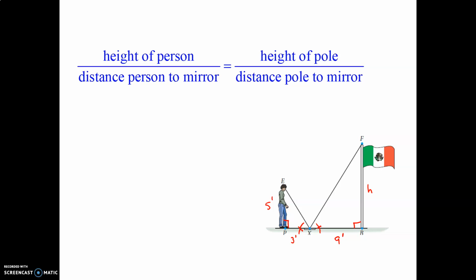If they are similar, I can now set up a proportion, a ratio of their sides. So I said the height of the person over the distance of the person to the mirror is equal to the height of the pole over the distance from the pole to the mirror. The height of the person is 5. The distance from the person to the mirror is 3. The height of the pole I don't know. The distance from the pole to the mirror is 9. Cross multiply, I get 3H is equal to 5 times 9, which is 45. Divide by 3 on both sides, and I get the height of that flagpole is 15 feet.